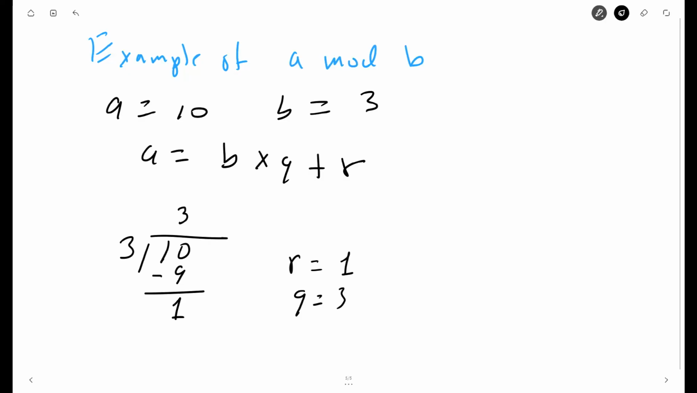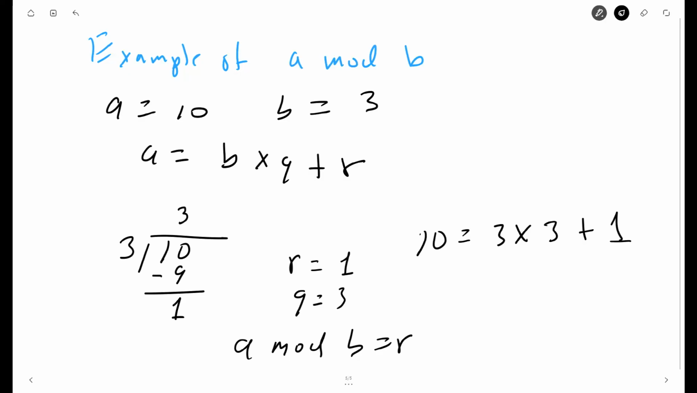That means that this formula becomes 10 is equal to 3 times 3 plus 1. And as we know that A mod B is equal to R, this implies that 10 mod 3 is equal to 1 because this is the remainder.